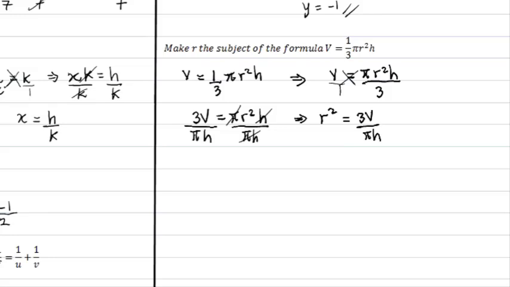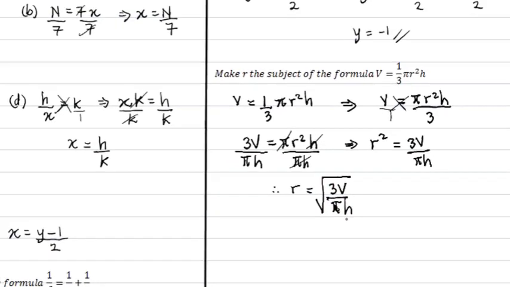Now we need to remove this square from this r. So remember what I told you, to remove a square, to take it to the other side, it will change to square root. So therefore our final r will be the square root of 3V over pi h. So we have made r the subject of the formula now.